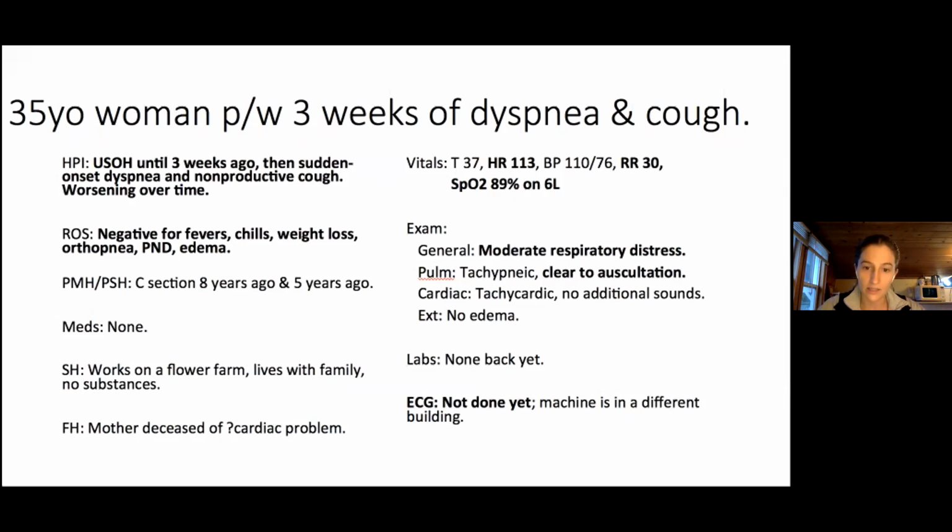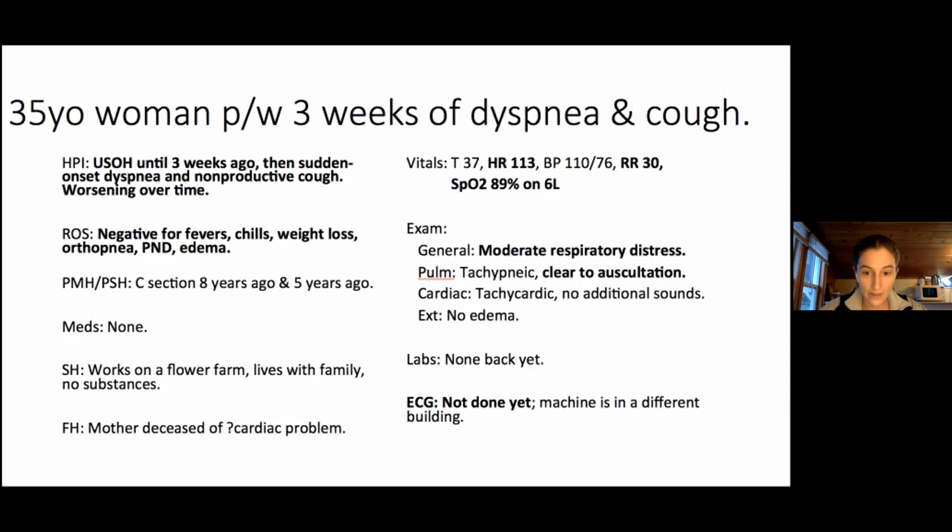Also on our exam, we had no edema. Her vitals were notable for mild to moderate tachycardia. Her respiratory rate was 30, and her oxygen saturation was 89% on 6 liters with a good waveform. On exam, she was in moderate respiratory distress, but her lungs were clear to auscultation, and there was nothing else remarkable. Labs were drawn, but often take 24 hours to result.